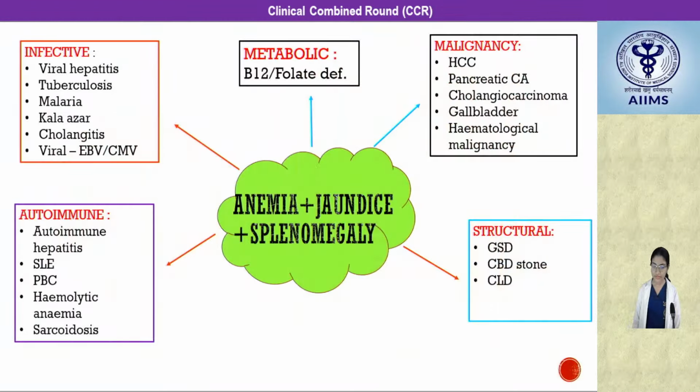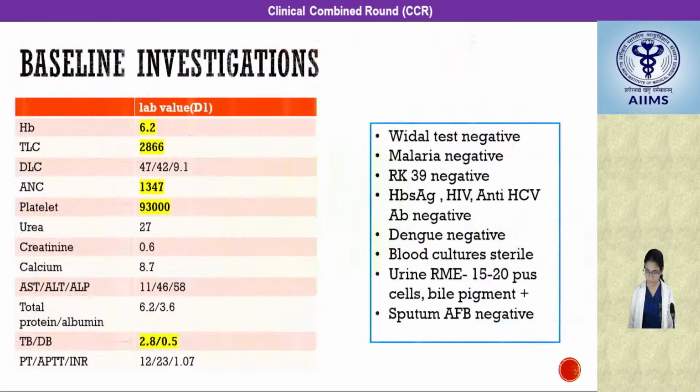Based on history and examination, I'd like to remove the following diagnoses from my previous differentials: first, viral hepatitis; second, cholangitis; third, gallbladder malignancy; and fourth, gallstone disease. The remaining are likely to occur with anemia, jaundice, and splenomegaly.